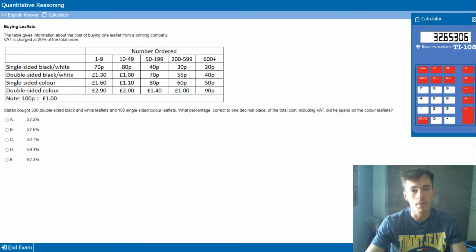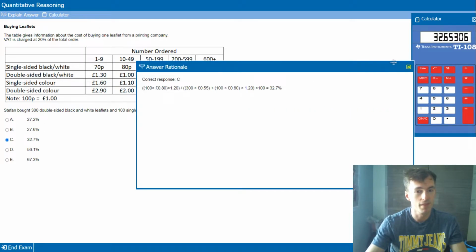So remember, because the number that we're not including, because it's one decimal place, is a 5, then we must round this 6 up to a 7, so it becomes 32.7%. That's the answer. There we go.